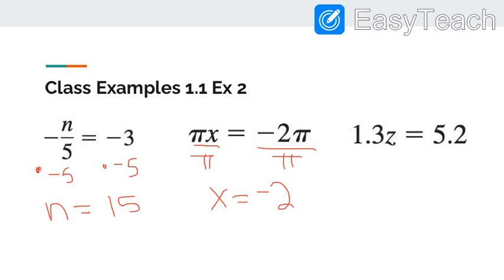For our last one, we have 1.3 times z. Again, number and variable next to each other means we're going to multiply. So 1.3 times z equals 5.2. We're going to need to divide on both sides here by 1.3. And we'd be left with z equals 4.